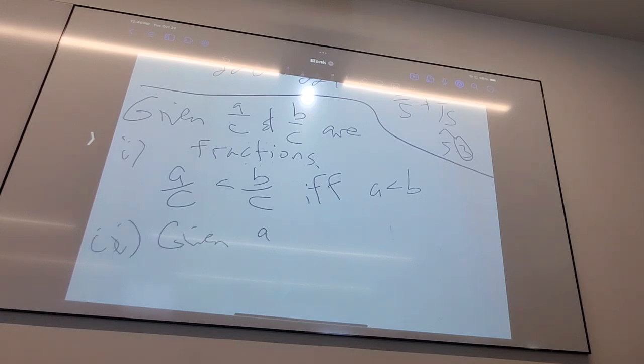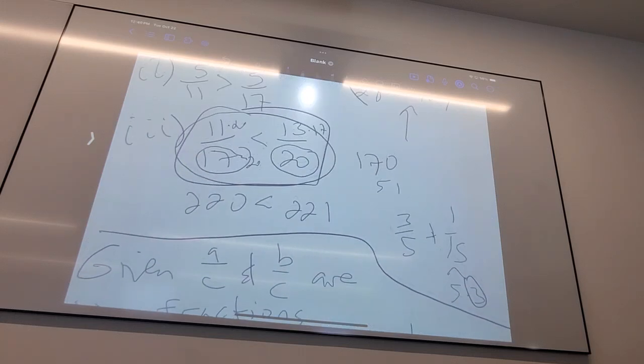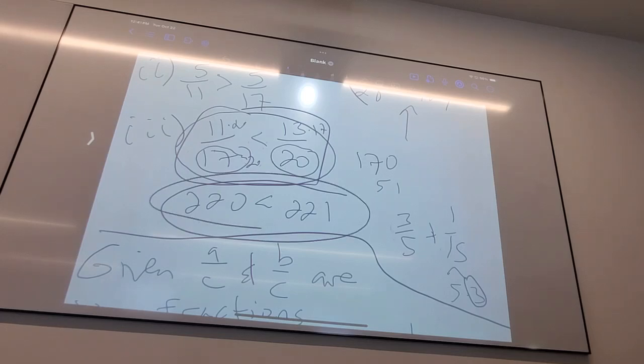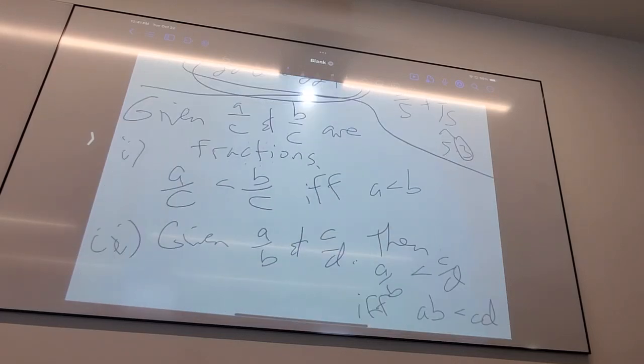Given A over B and C over D are fractions, then A over B is less than C over D if and only if AD is less than BC. And that's basically capturing the idea we used here. That's that second piece. So that's what it looks like formally. I have to put letters in to represent any possible number it could be.